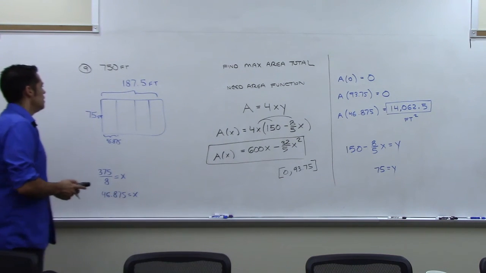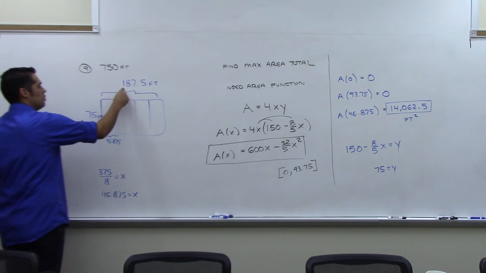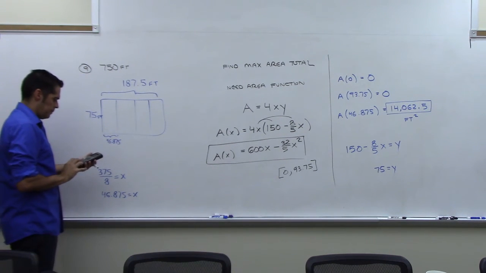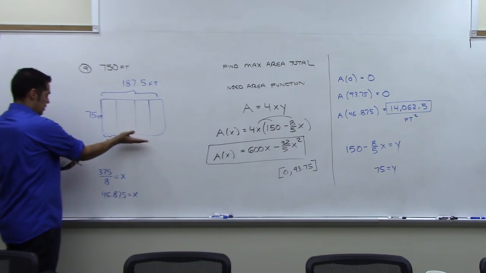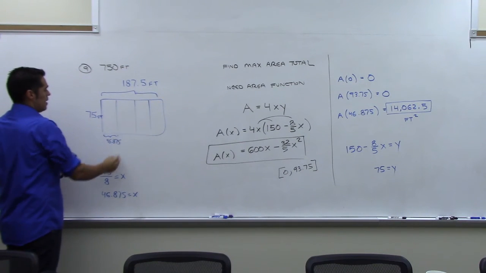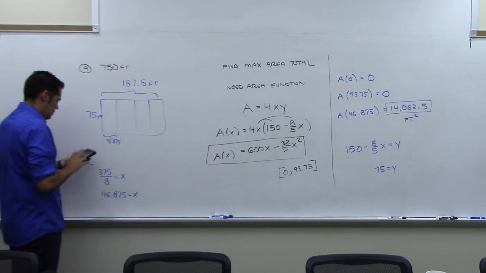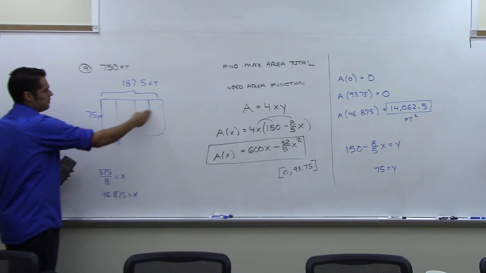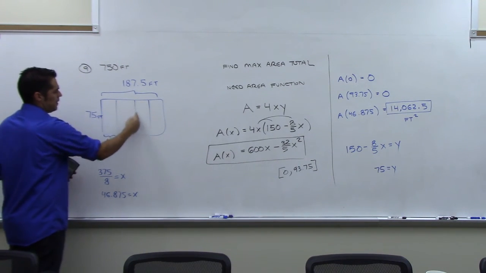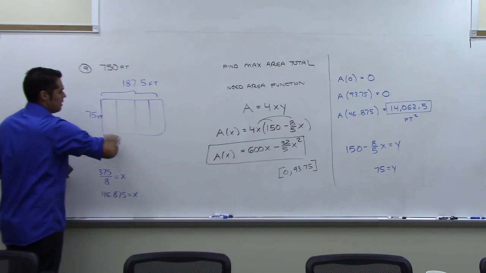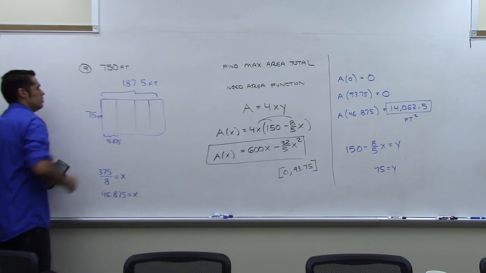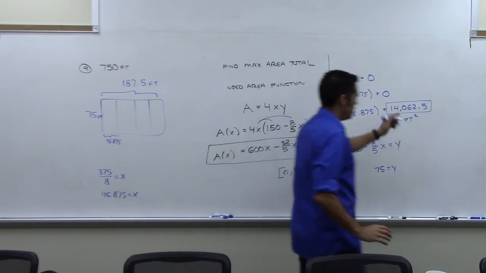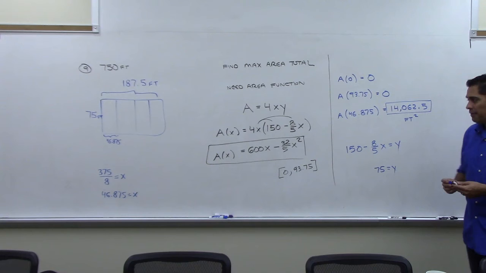75 feet. So if I do that, 187.5, another side 187.5. So this side and this side together are 375 feet of fence. And then 75 5 times is 375. So 375 feet of fence for this, 375 feet of fence for that. That'll give you your 750 and give you the most area possible, which is 14,062.5 feet squared.